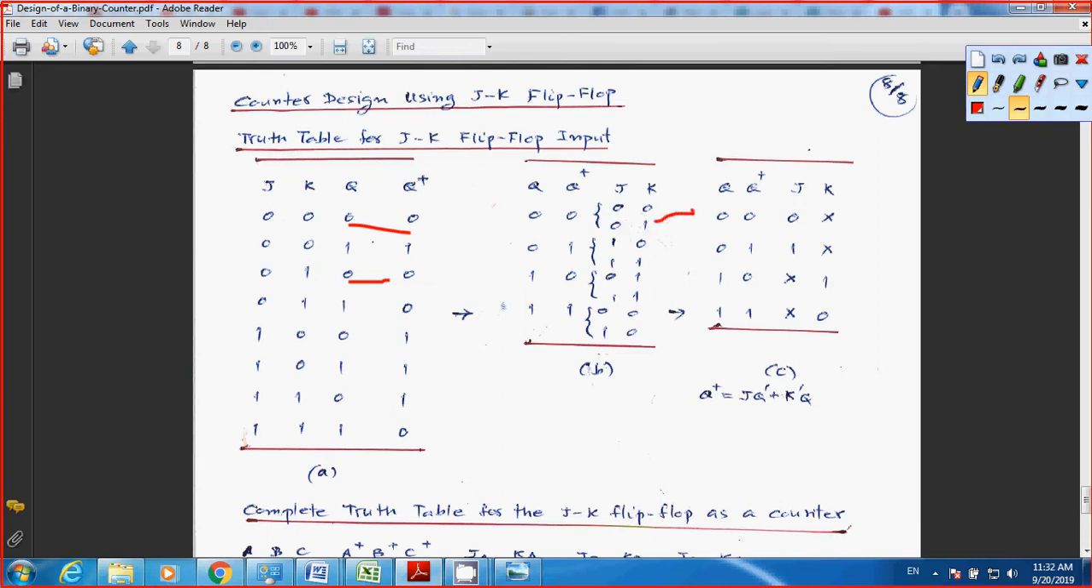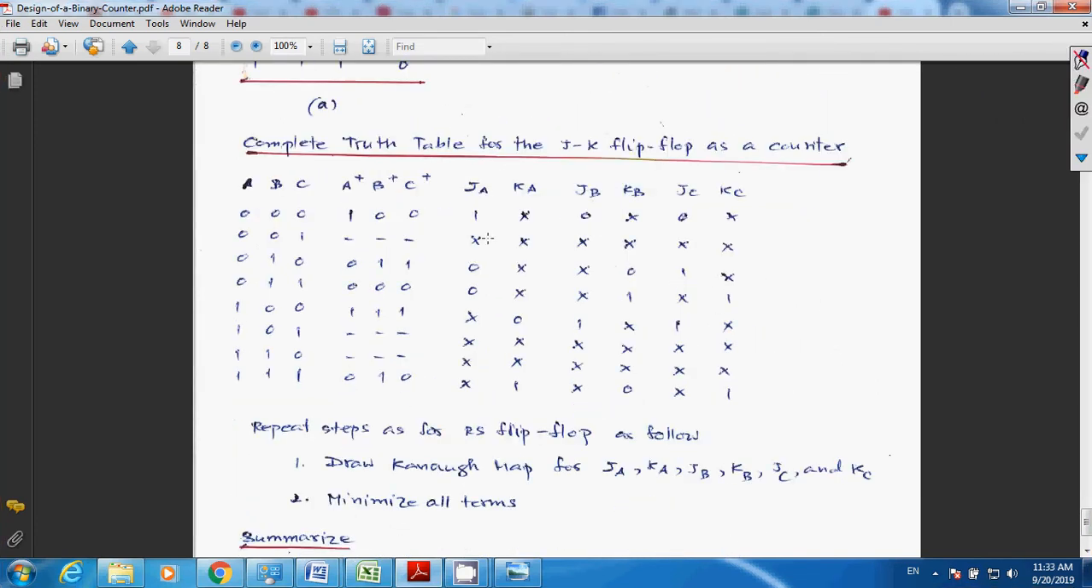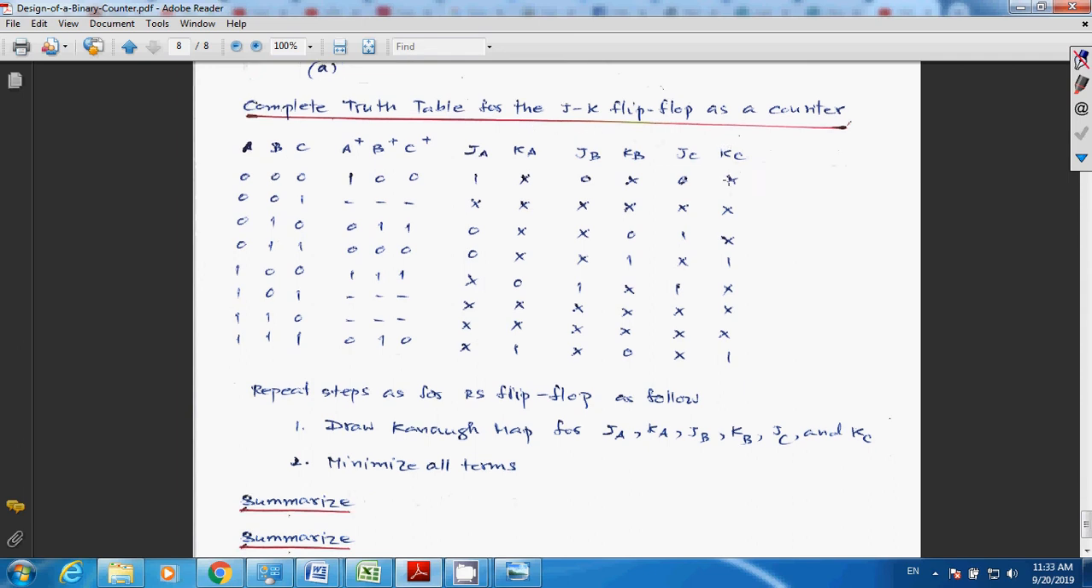And this turned out to be your what? J still doesn't change the state, so you keep 0 here. And K is what? It changes from 0 to 1, so you can put a don't care state for K. And for 1, 1, K doesn't change, so you put 0 here, and J changes from 0 to 1, so you put the don't care state. And finally, you can work this out by yourself. And this is the complete truth table for the JK flip-flop as the counter.